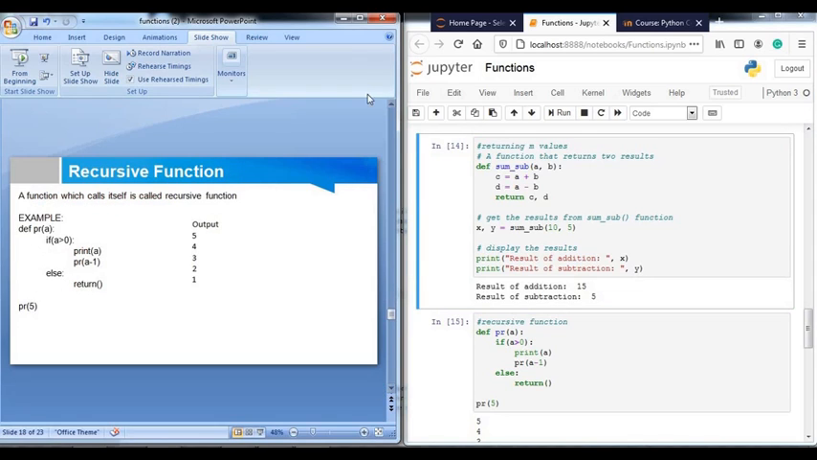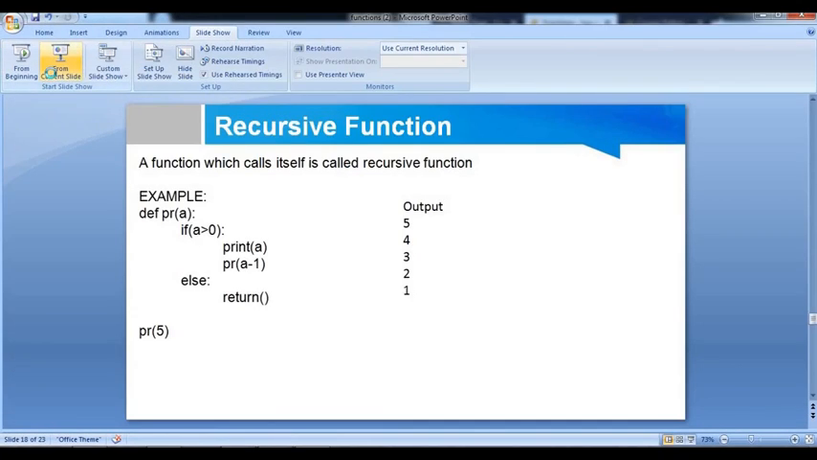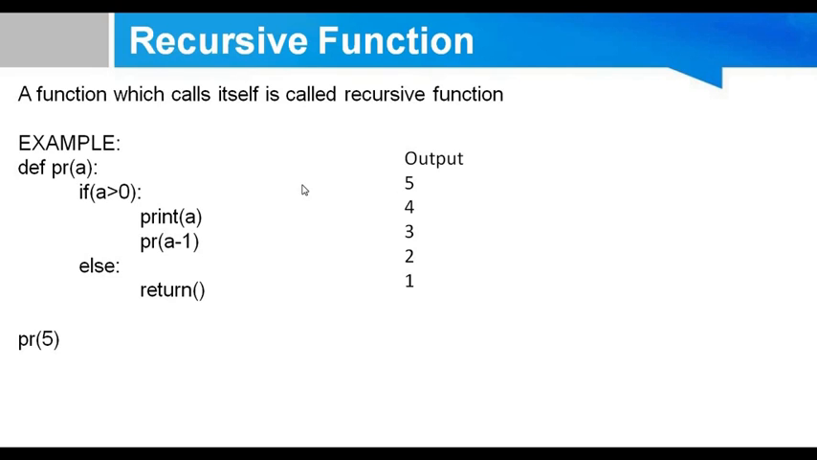Now move to the next topic, that is the recursive function. So what is a recursive function in Python? Recursive functions are basically those which call themselves. When a function calls itself again and again, it is called a recursive function. See, here's an example of this.